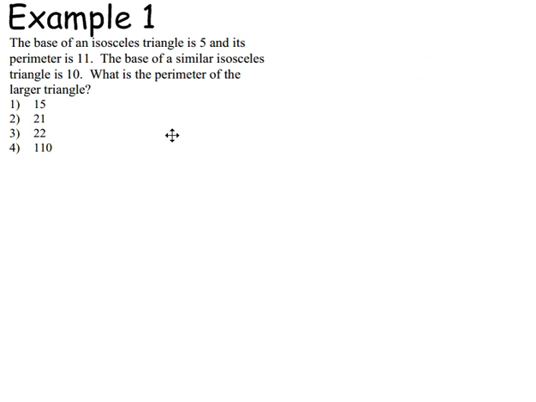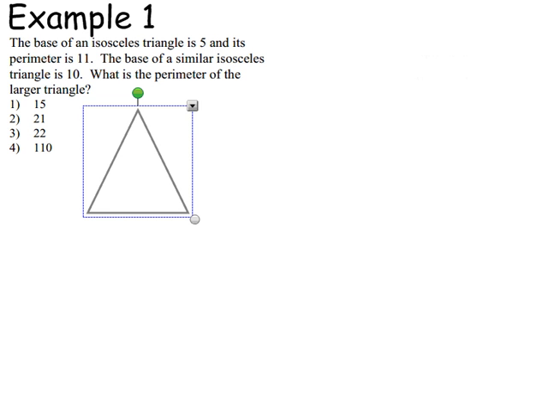We have an isosceles triangle with a base of 5. And we are told that the perimeter of this isosceles triangle is 11. So I'm going to write P equals 11 for it. Now remember what perimeter means. Perimeter means that all the sides add up to 11. So one of the sides is 5. And if the perimeter is 11, that means that these sides should be 3 and 3.